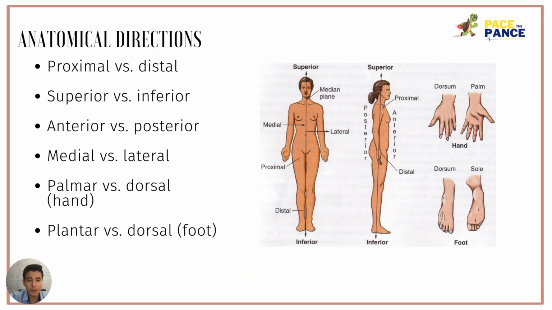Okay, in terms of anatomical directions, we have proximal, distal, superior, inferior, anterior, posterior, medial, lateral, palmar, and dorsal. So this is a good picture here just to kind of get you oriented. We have a median plane, and so everything on the left-hand side of the screen is the right-hand side of the body. Everything on the right-hand side of the screen is the patient's left hand and left side of the body. So we always describe left and right relative to the patient.